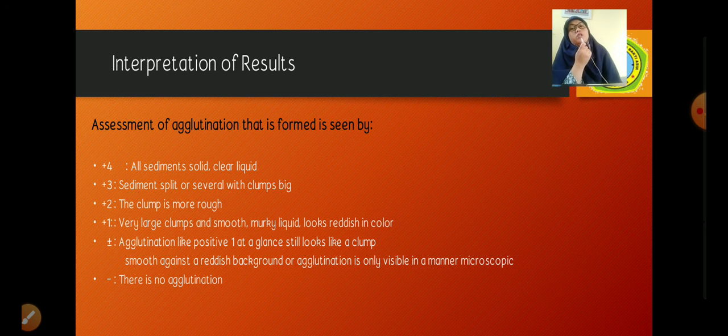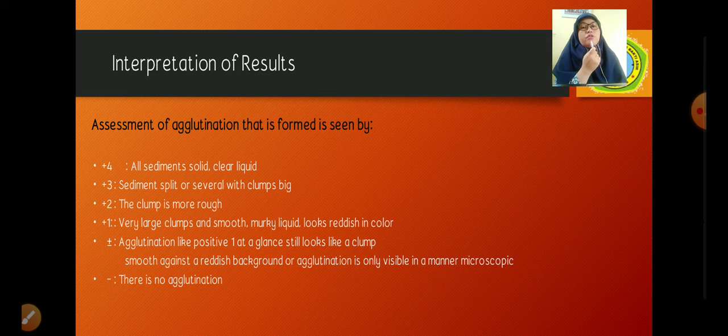For interpretation of results, the assessment of the agglutination that is formed is seen by its look. Positive 4: all sediment is solid and the liquid is clear. Positive 3: sediment is split or in several big clumps. Positive 2: the clumps are rougher. Positive 1: very large clumps and smooth, murky liquid looking reddish in color.